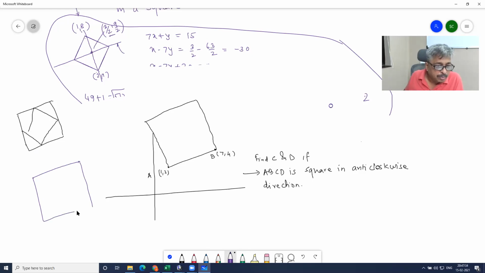Do you recollect the proof of 4 triangles in a square?